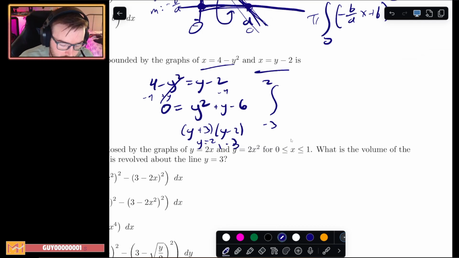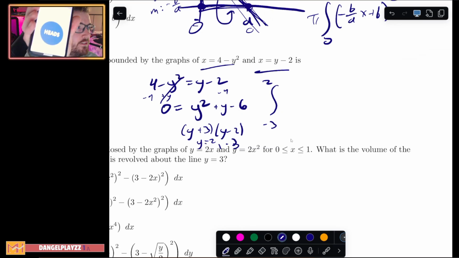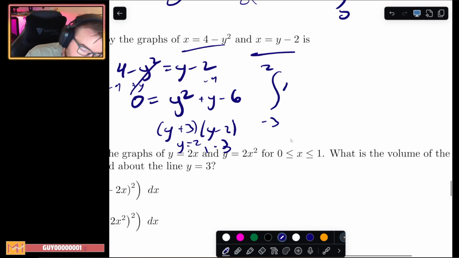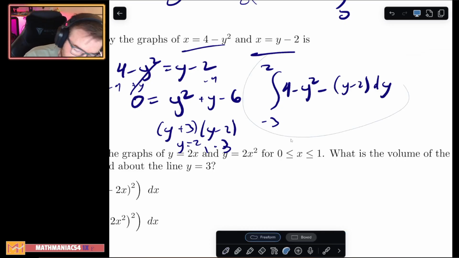I'm going to flip a coin. Flip a coin for me. Heads is the first one. Okay, I got heads. I'm doing the first one. Doesn't matter. 4 minus y squared minus y minus 2. Okay.